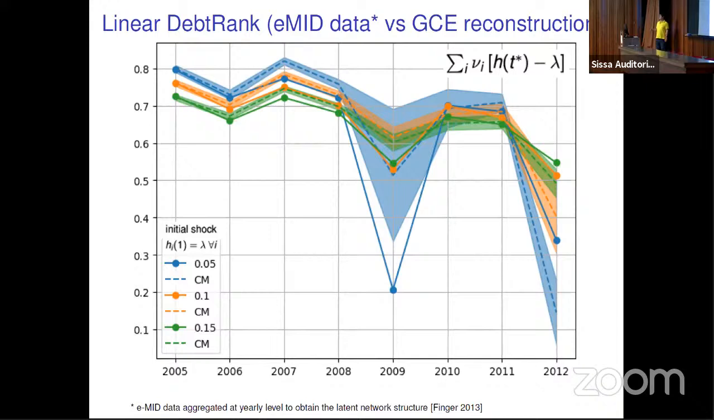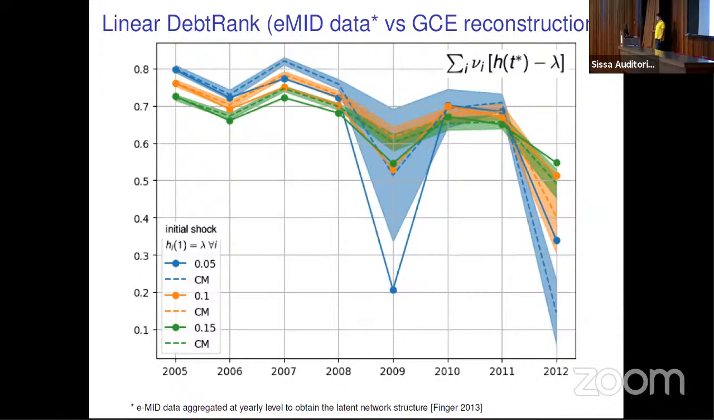And you see that in some years there is compatibility. So this would suggest that the network was at the economic equilibrium at that time. In some years you don't. This is, for instance, 2007, which is the year before the crisis, but mostly 2009 and 2012.